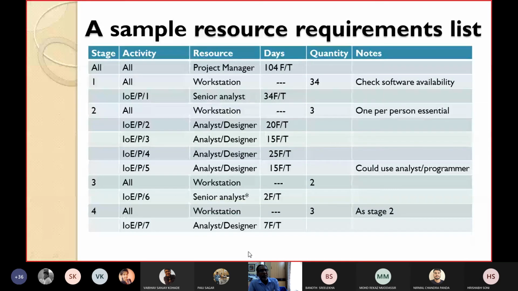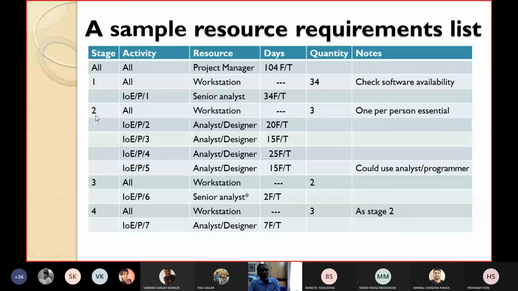So like this, identify the stages, in which stage what activity is there. So for that activity, how many resources will be required? For how many days? What is the quantity? Like when we are specifying the physical quantities like workstation, for all activities in stage 1 you require a workstation for 34 days, but for all activities in stage 2 we require 3 workstations, like that.